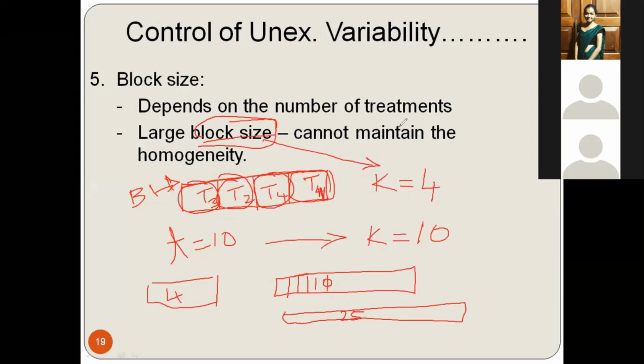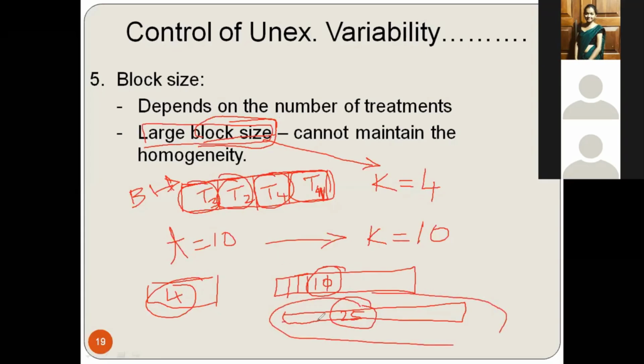which one has the larger block size? Here the block size is less because it is only 4. Here block size is 10. Here block size is 25. Now can you tell me which one is called the large block size? Definitely this block is having the large block size.